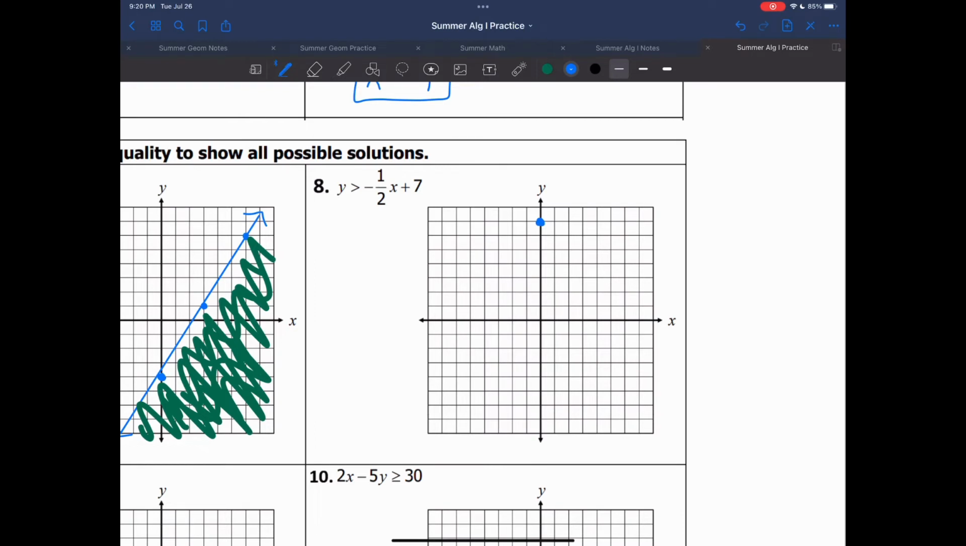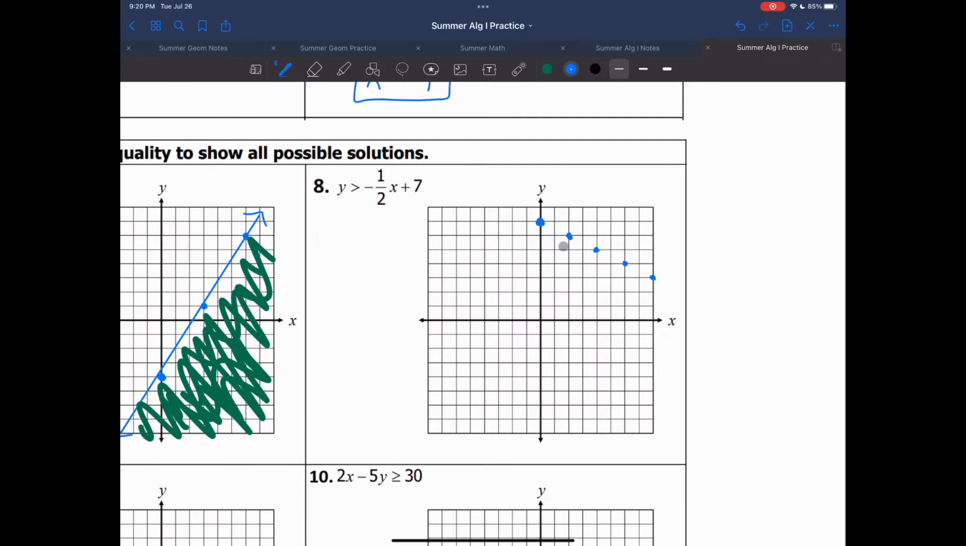Now my slope is negative 1 over 2. That means I'm going to go down 1, right 2. And I'm going to keep repeating that, just to get more points. Down 1, right 2, as many as I can. I can get a few.